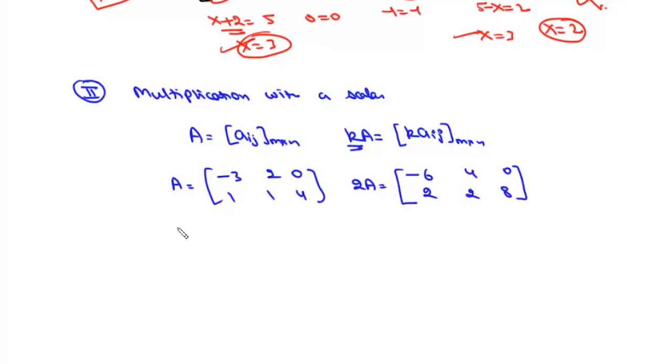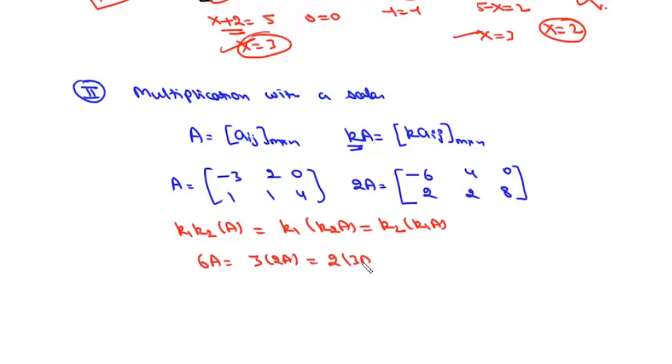Now if we multiply two scalars, say k1 into k2 into A, then this is equal to k1 into k2A, or we can write this as k2 into k1A. So suppose we have 6A, we can write this as 3 into 2A, and we can also write this as 2 into 3A. So all the three are equivalent forms of the same matrix.